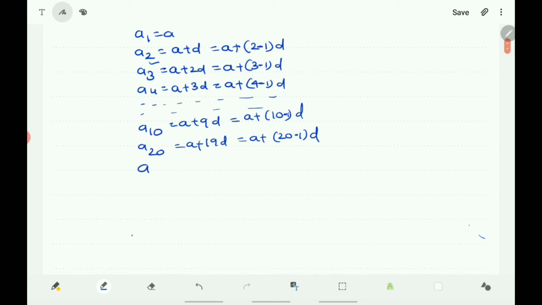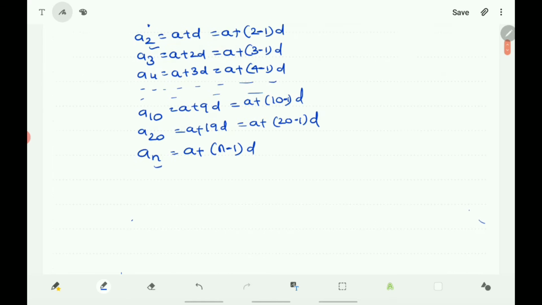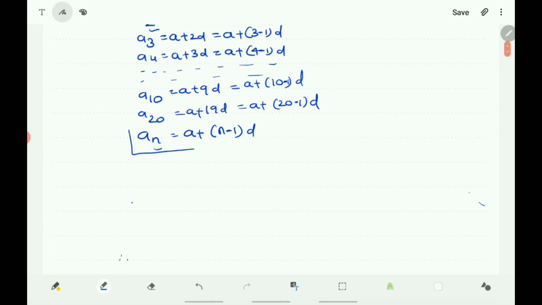So if you take An, that becomes a plus n minus 1 into d, that is 1 less than n. This becomes the nth term or general term of an AP. So what is the formula to find the nth term of an AP? An is equal to a plus n minus 1 into d. Here a is the first term, d is the common difference, and n is the number of terms. An is the general term or nth term.